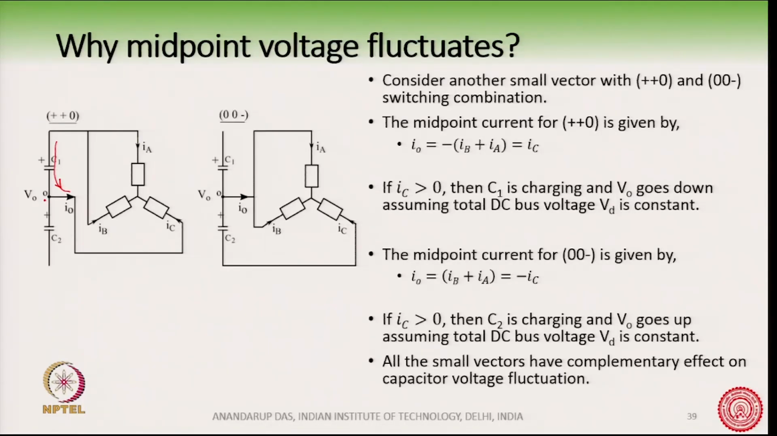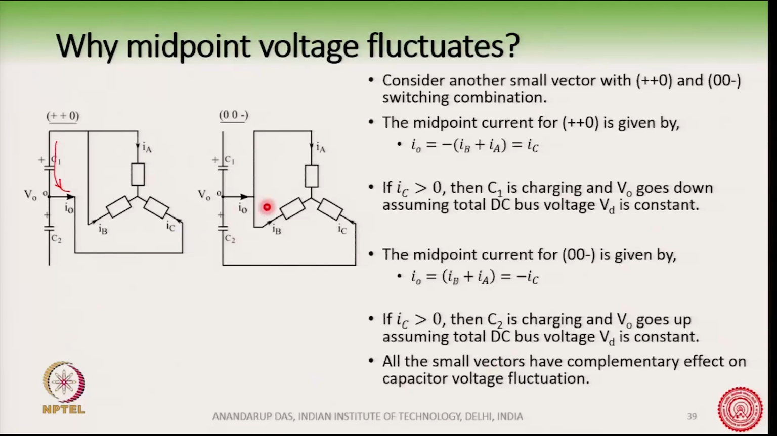On the other hand, let us take the other multiplicity, 0 0 minus. In 0 0 minus, A and B phases are connected to the 0 point, while C is connected to the minus point. If again we assume the same value of I C, then the midpoint current for 0 0 minus is minus I C. You can see here I 0 is I A plus I B and is equal to minus of I C. So, if this happens, then V 0 or the midpoint voltage is going to go up.